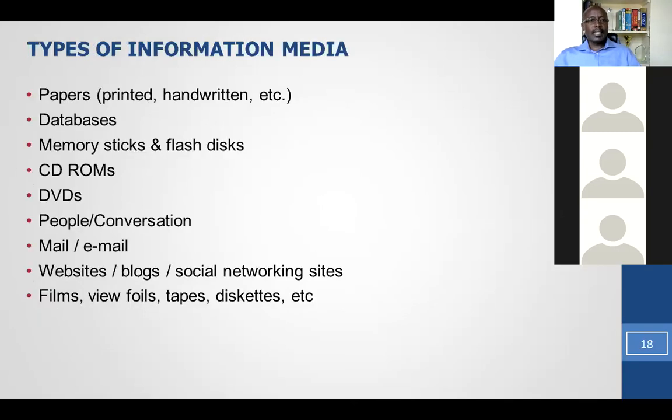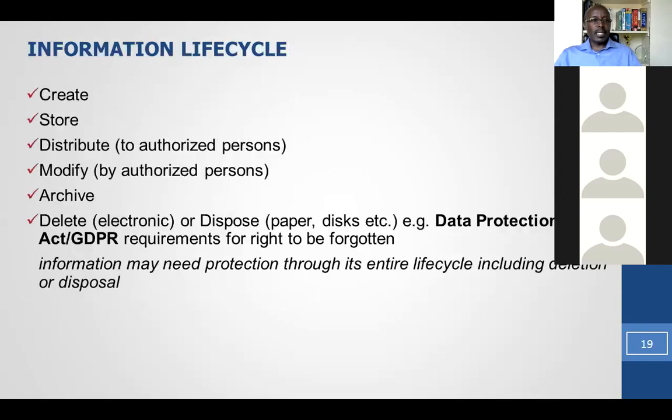Then you look at the types of information media: papers, databases, memory sticks, CD-ROMs and floppies, for those who are a bit older, conversation. All these are media where information can actually be found. And then you need to understand the information life cycle, where you create information, then you store it, you distribute it to authorized persons, you can modify the information, and the modification is only by authorized persons. Then you can archive and you can delete information. This is the information life cycle.